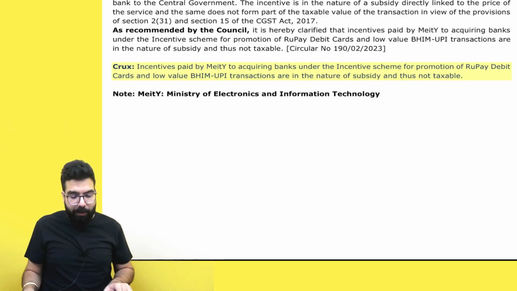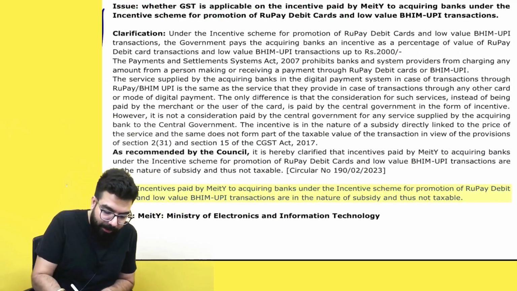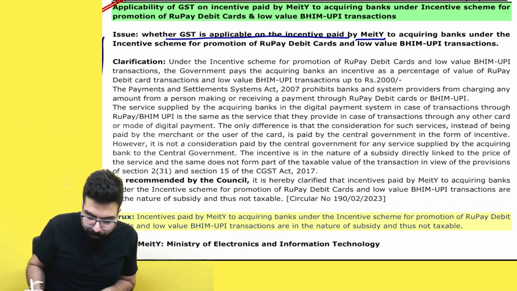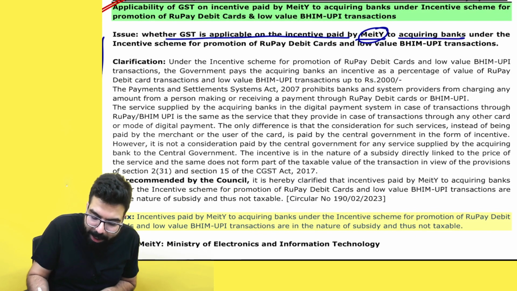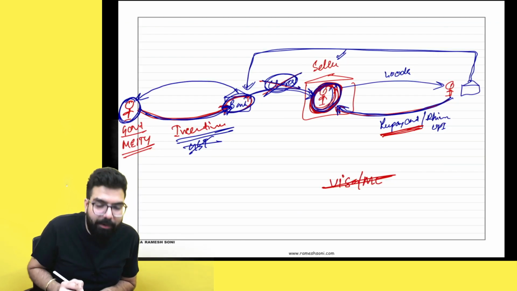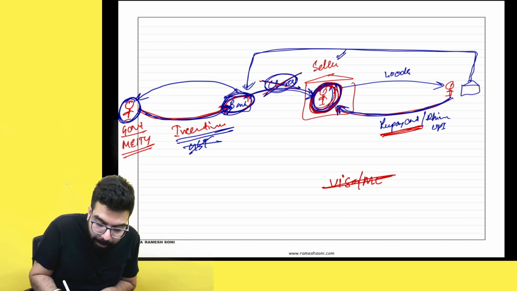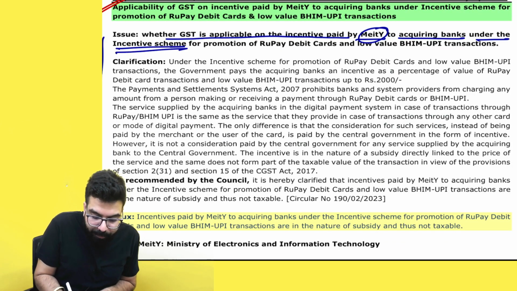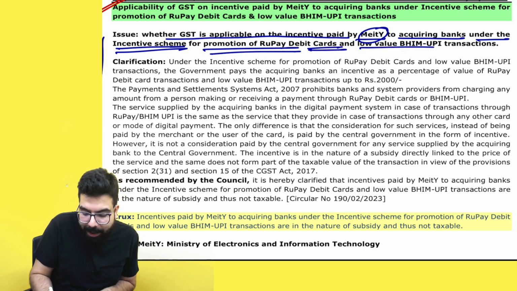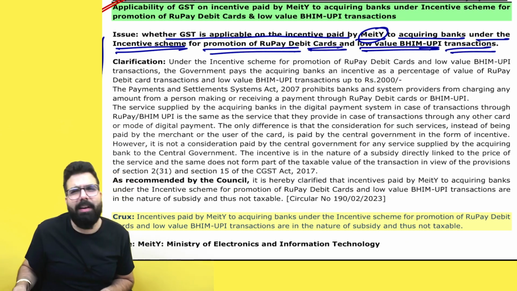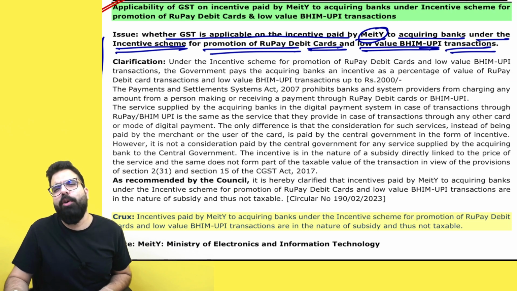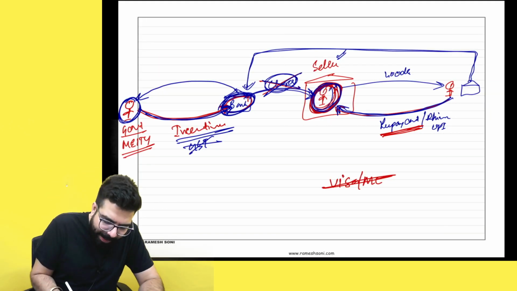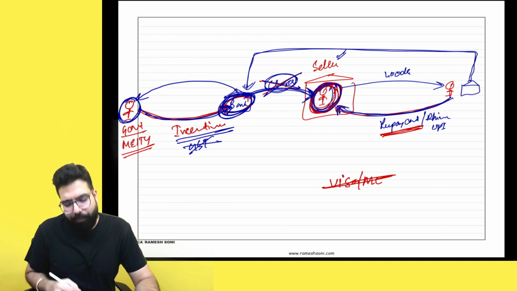That is the simple clarification which has come over here: whether GST is applicable on incentive paid by the Ministry of Electronics and Information Technology to the acquiring bank. MEITY, which is a government department, is paying the bank an incentive. Will GST come on the incentive scheme for promotion of RuPay debit card and low-value UPI BHIM transactions? Basically, up to 2000 rupees, whenever a UPI transaction or a card transaction is done, banks don't charge anything to the shopkeeper.